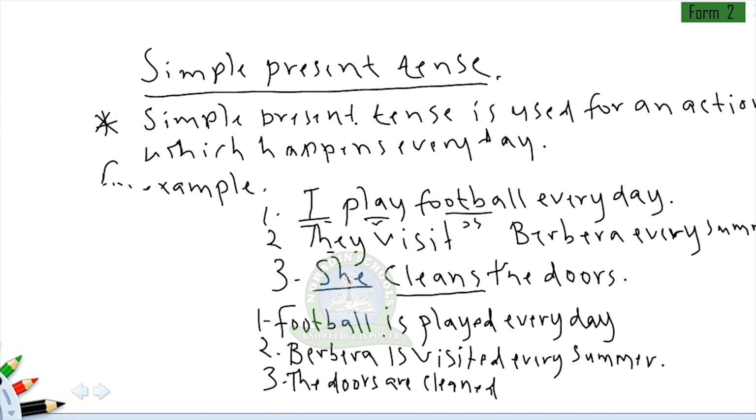We can keep it like this, or we can change the subject into an object. So the doors are cleaned by her. This is called an agent.